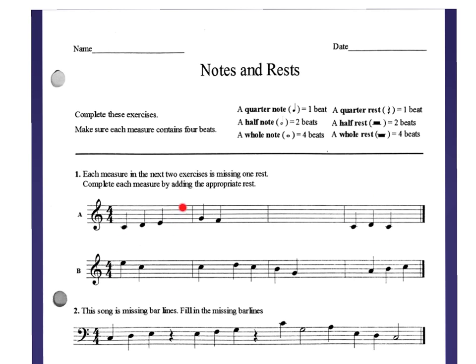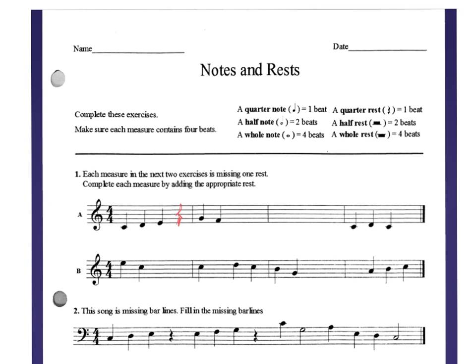So I'm missing one rest, and it needs to equal just one count, so that I have 4 counts altogether. What type of rest is worth 1 beat or 1 count? It's the quarter rest, and so I draw in the quarter rest.